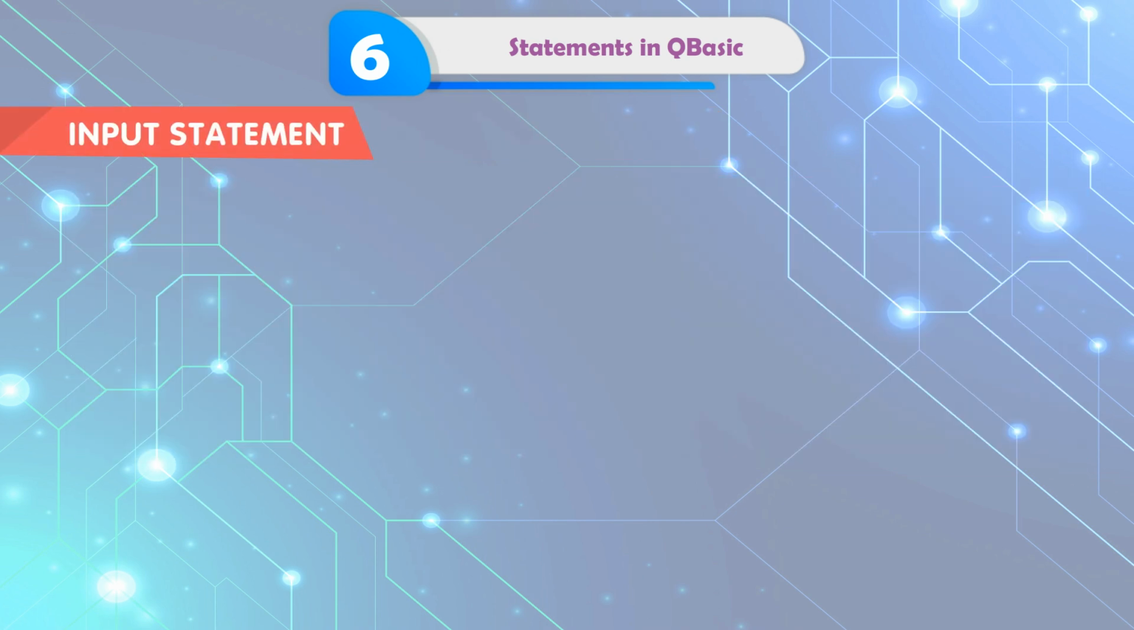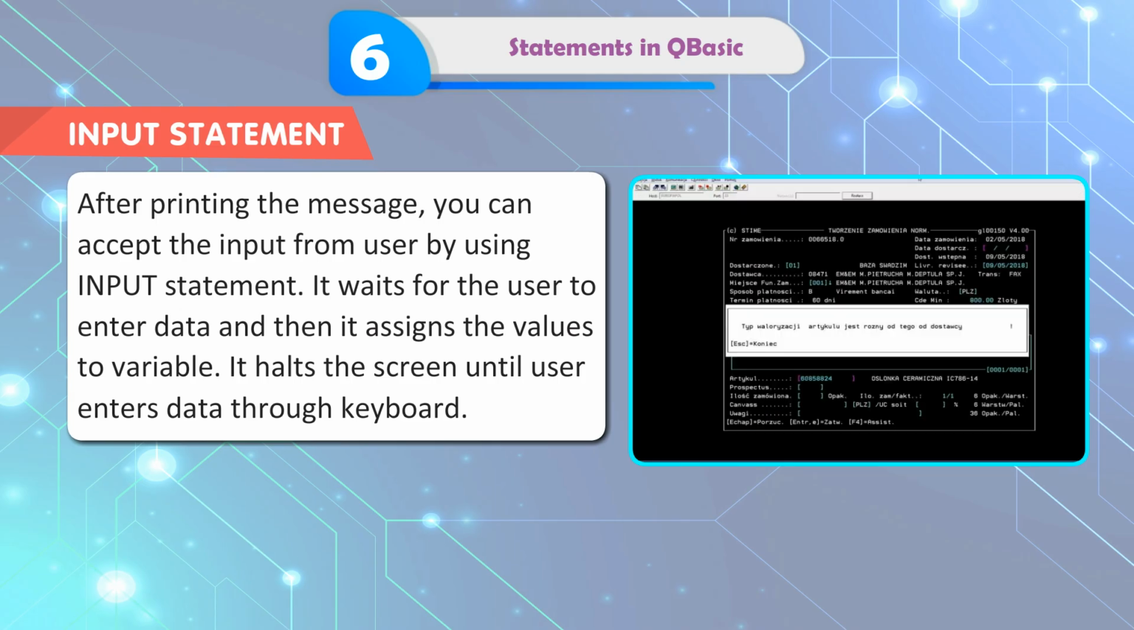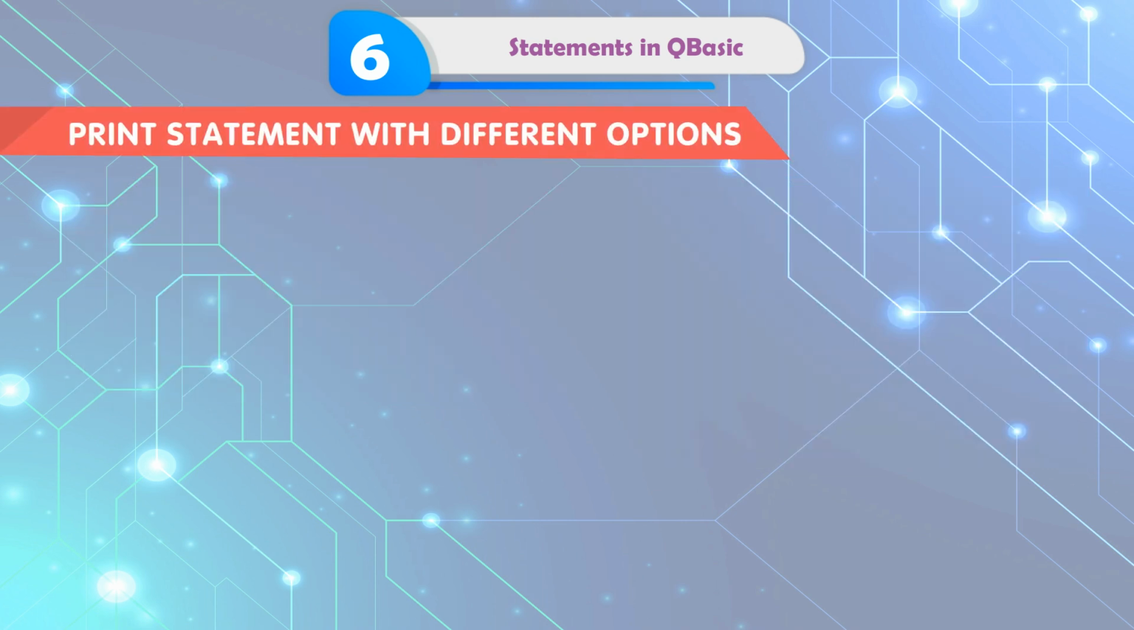Input statement. After printing the message, you can accept the input from the user by using the input statement. It waits for the user to enter data and then it assigns the value to the variable. It halts the screen until the user enters data through the keyboard. Example: INPUT "Enter your age"; age, PRINT "Your age is"; age. Output: Enter your age 18. Your age is 18.